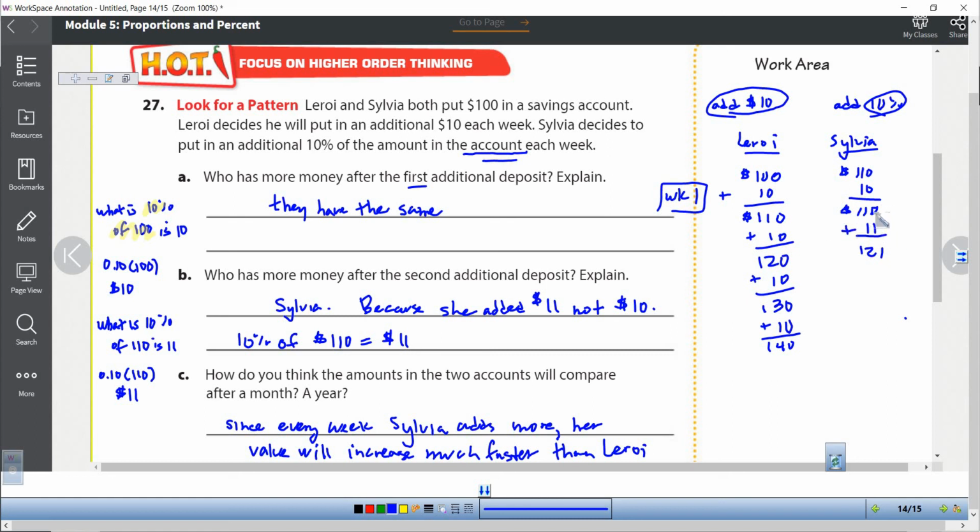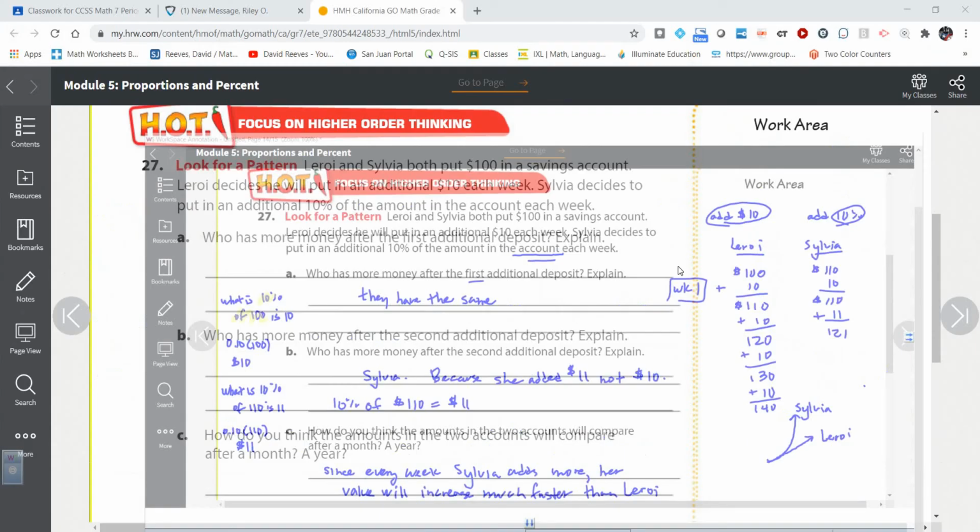So only on the first week are they the same. After that, Sylvia takes off, okay? In fact, if we made a graph, his is a straight line and hers curves like that. There would be Sylvia and there would be Leroy. He's going up at a constant amount, but hers keeps going up faster and faster.